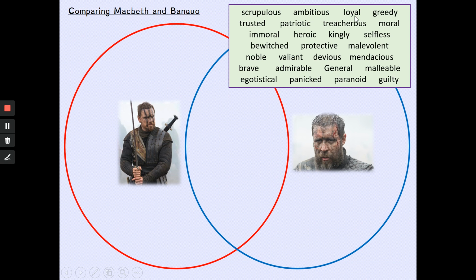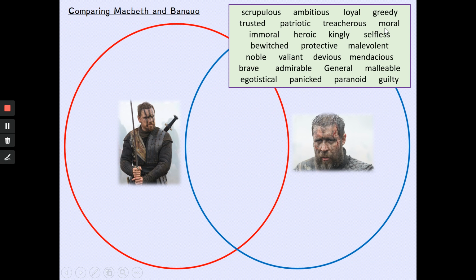Loyal, well, it depends how you interpret loyalty, but loyalty to the king, Banquo. Loyalty to his wife, maybe Macbeth. Loyalty to his own ambition, to himself, well, that's Macbeth. Greedy, probably more Macbeth than Banquo. Trusted, well, they're both trusted at different points in the play. Patriotic, you might argue that they both are at the start of the play, but as it develops, Banquo is the more loyal, patriotic character.